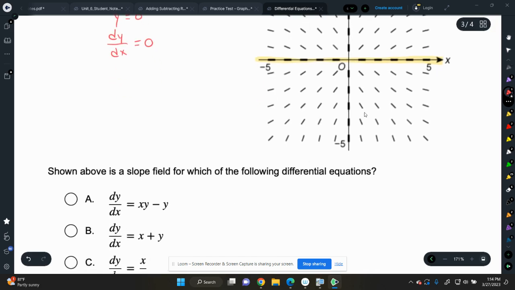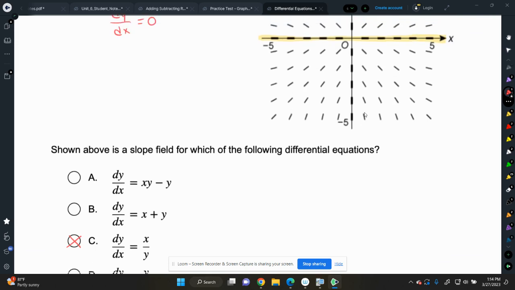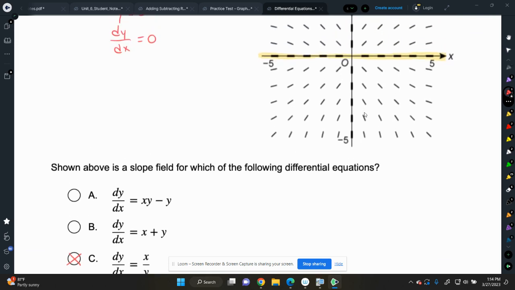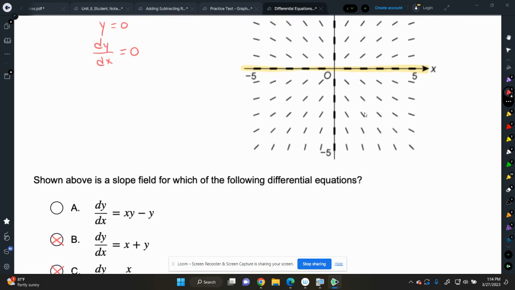Okay, let's see if we can eliminate anything. I can eliminate C. How about B? When y equals 0, it doesn't matter what the x value is, dy dx is going to equal 0. Will that work for B? No. When x is 3, if y is 0, I get dy dx equals 3. So I can eliminate choice B also. All right, so I'm down to choice A and D.